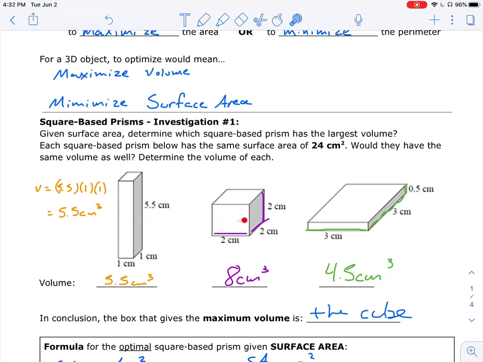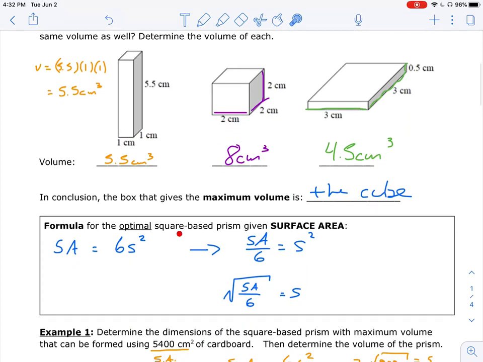So they all have the same surface area, but the one with the dimensions that has the most volume would be the cube. So the optimal square-based prism given surface area, in order to find that, the surface area is equal to 6 times each side length squared, right? That kind of makes sense. Each side length squared gives you a surface area.